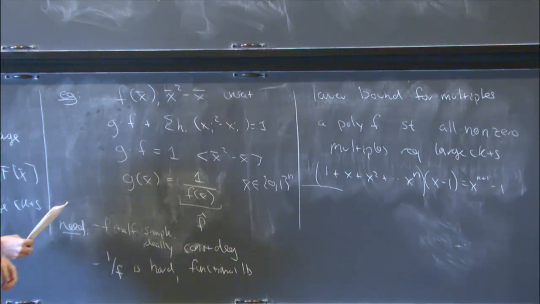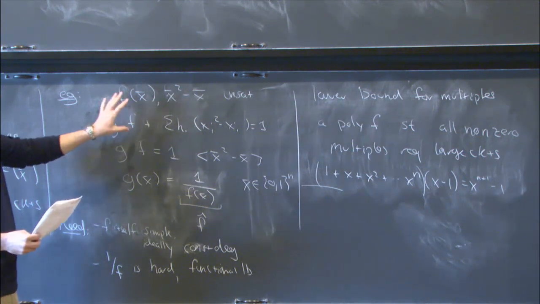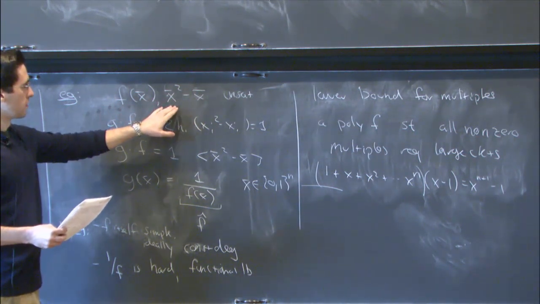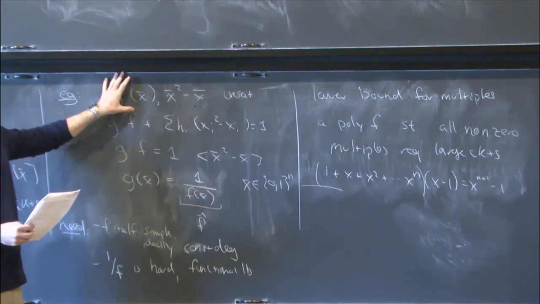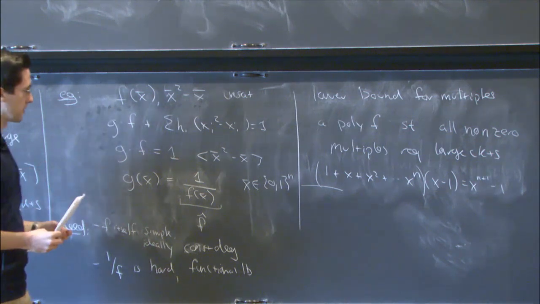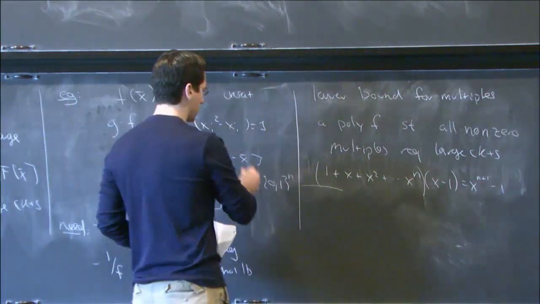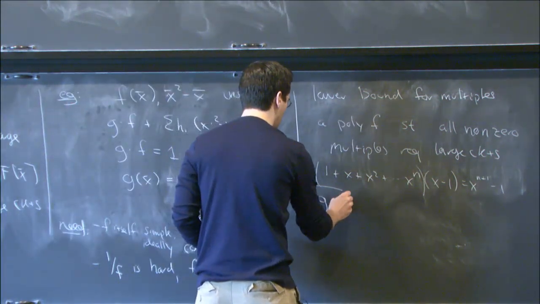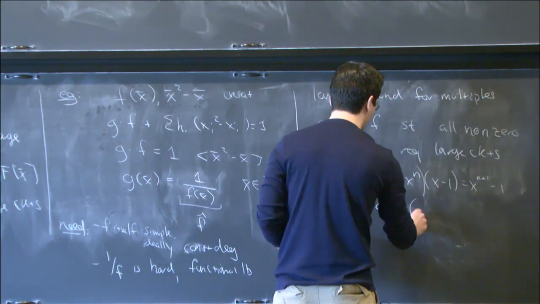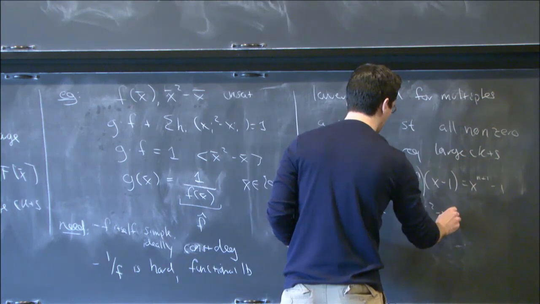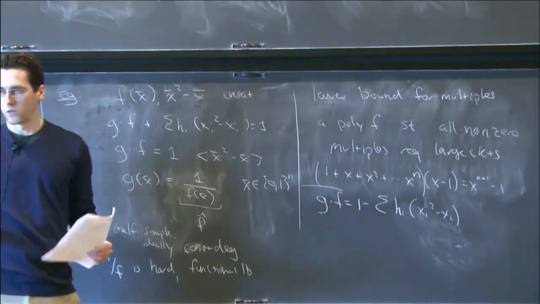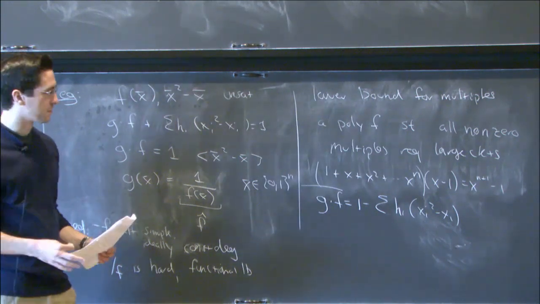So again, what we're going to do is consider equations of this form. You have Boolean axioms, and then you have one non-Boolean axiom. Let's just consider this equation again. We're going to move certain parts to the other side, and we're going to get that g times f is 1 minus summation h_i times (x_i squared minus x_i). Again, these h_i's are sort of pesky. I don't know how to deal with multiple polynomials. I only know how to deal with one.